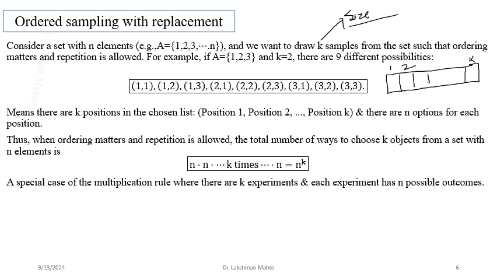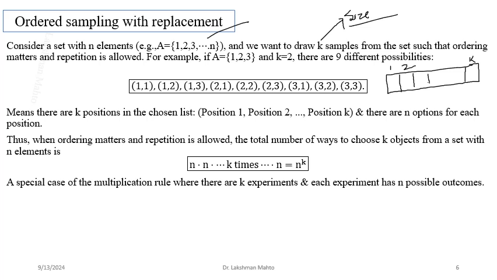Tell me, if you have n elements in the set, how many options does the first box have? N options, since replacement is already there. How many options does box two have? N. How many options does box K have? N options. So n into n into n, how many times? K times. N to the power K.